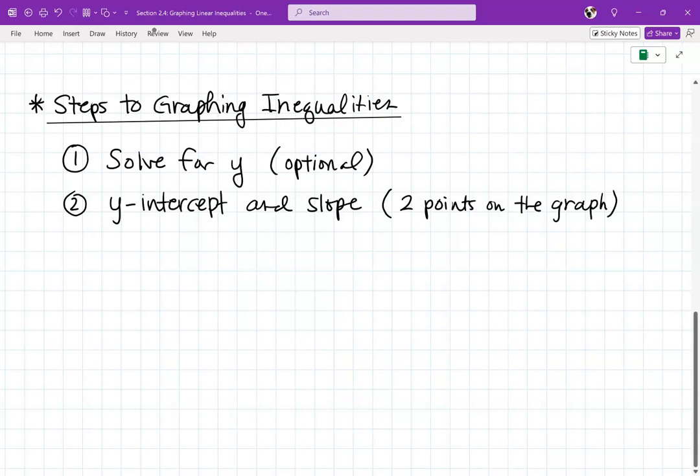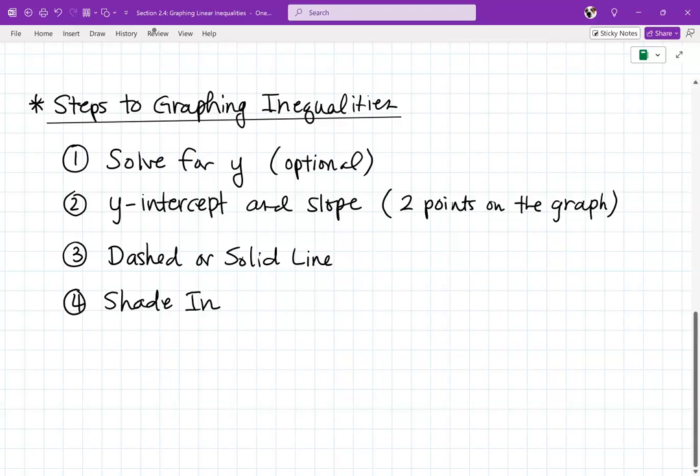All right? Step 3. Either dashed or solid line. And then step 4, shade or shade in. Those are your 4 steps that you have to do, or 3. Okay, the first couple of examples we're just going to do 3. And then the last ones we're going to do 4. All right, so these are the things you need to do.